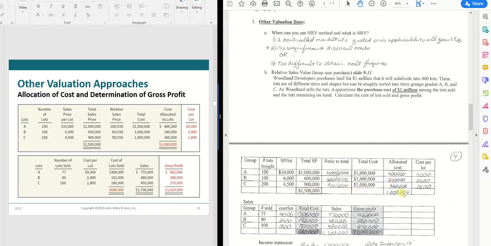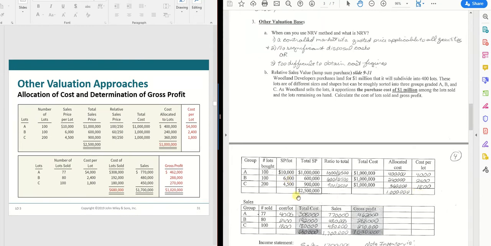So if I've allocated it right, this better add up to $1 million. So I'm going to allocate 400,000 to the $10,000 lots, 240 to the ones that sell for $6,000, and 360 to the ones that sell for $4,500. Okay, then I divide it by the number of lots, so $400,000 spread between 100 lots gives you 4,000, etc. So notice they cost me 4,000, I'm selling for 10. They cost me 2,400, I'm selling for 6, etc.